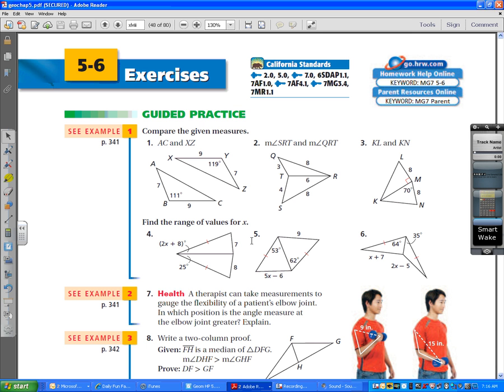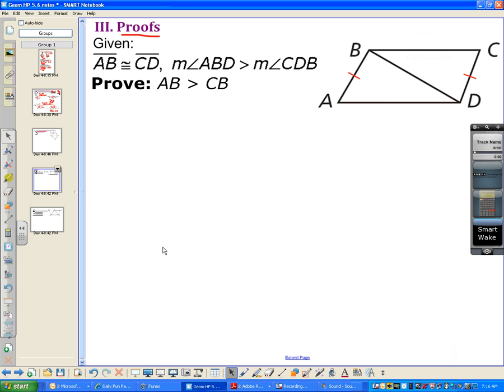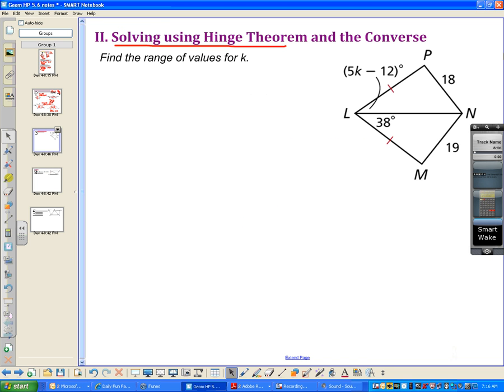And I realized just right now that you need to know the last part. Sorry, guys. Last thing I'll show you is solving using the Hinge theorem and its converse. Basically, I want you to solve for a variable, so this is where you can do some fun algebra. We know these sides are congruent and these sides are congruent. So since I talk about sides, we can use the converse of the Hinge theorem.